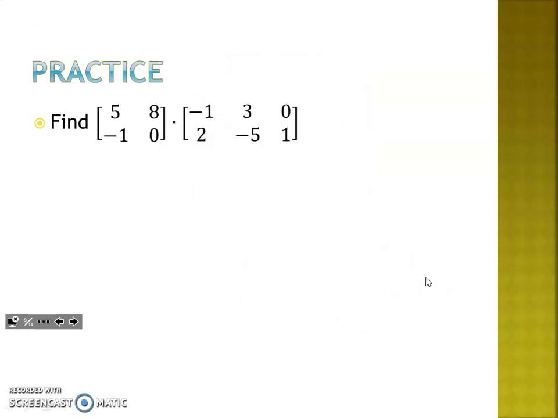So I've got a 2 by 2 here, and I've got a 2 by 3. Can I do it? Definitely can do it. So I've got these two matrices being multiplied together. If I'm going to do the alternate method, I need to drop this down. So 5, 8, -1, and 0.